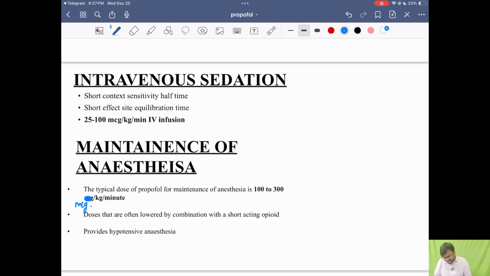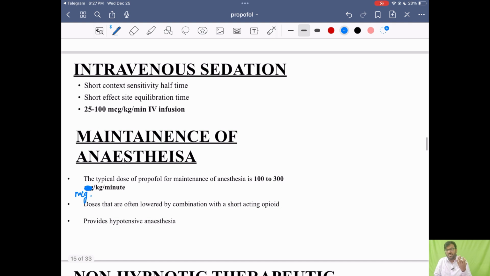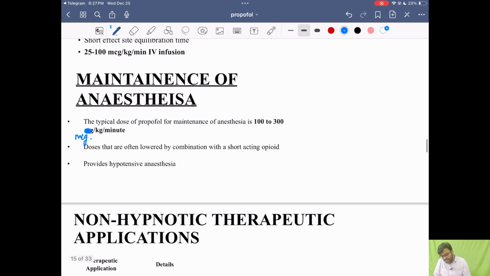And how do we reduce the dose of propofol? You don't need to give so much propofol all the time. You can reduce it by simultaneously giving an opioid, especially the fentanyl group of drugs: fentanyl, morphine, and remifentanil. It will act along with propofol and reduce the required dose of propofol. One very good thing about propofol is that it lowers the BP and helps in hypotensive anesthesia, so the blood loss will be less, and the surgeon will also be very happy with you.